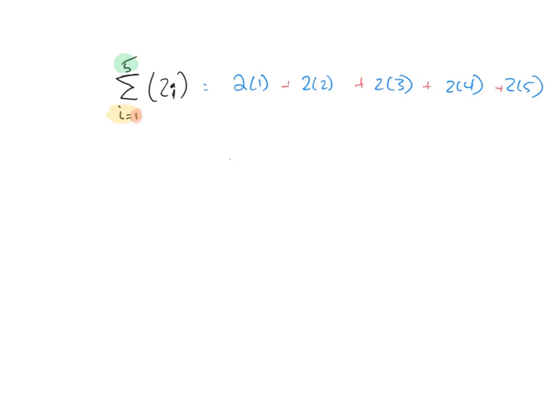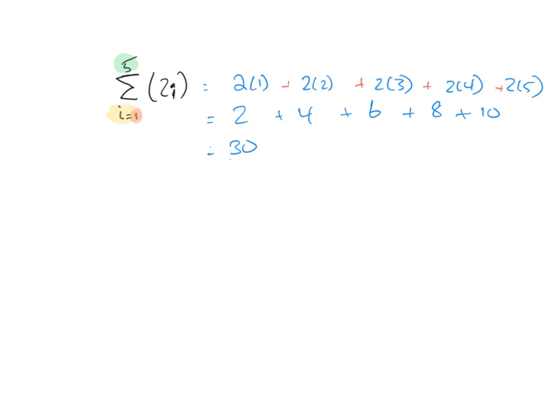So if you go through this, you get 2 times 1 is 2, 2 times 2 is 4, 2 times 3 is 6, 2 times 4 is 8, 2 times 5 is 10, and if you add those all up together, you get 12, 20, 30. So the answer to this summation is 30.